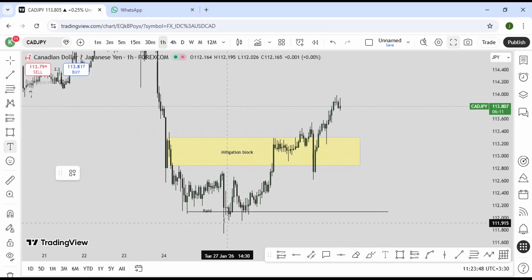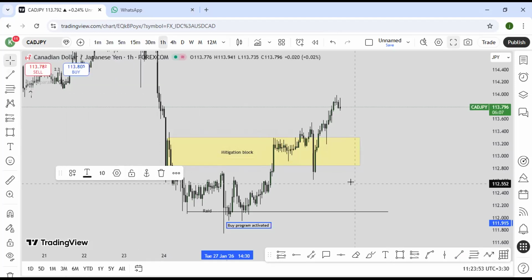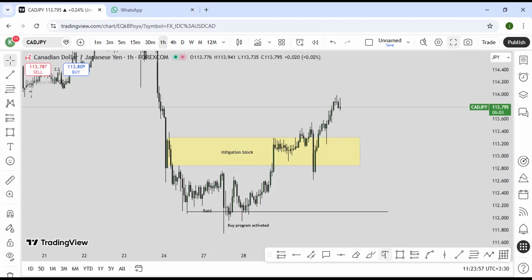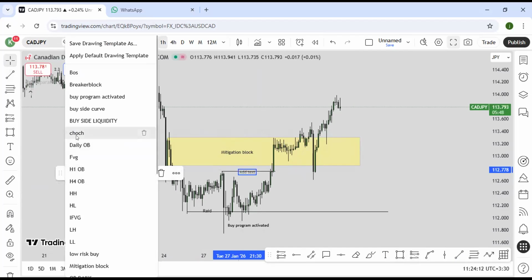We don't need to force this thing. We just need to wait for them to form. If they form, then we enter. So this thing formed on Wednesday, but it took 2 days to form. Monday, Tuesday, then formed on Wednesday. Then the first trade of it was on Thursday yesterday. So this was the buy program activation here.